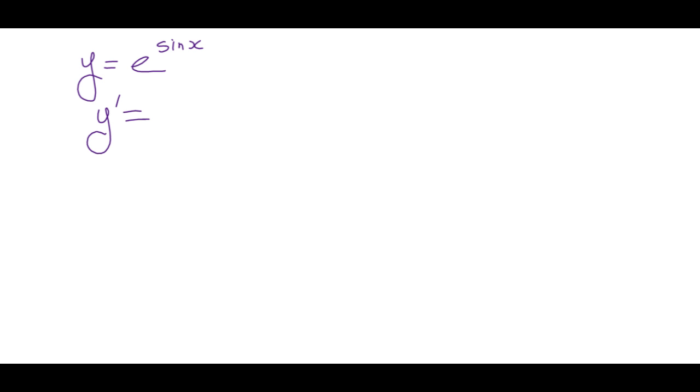Okay, so this is the derivative of the outer function, which is e to the sine x. The inner function is sine x, right? So the derivative of the outer function with respect to sine x is e to the sine x, times the derivative of the inner function, which is sine x, and the derivative of that is cos x, and that's it.